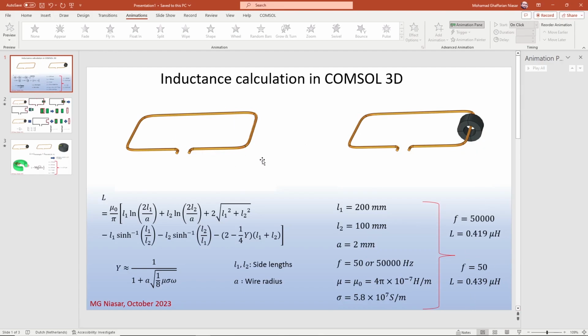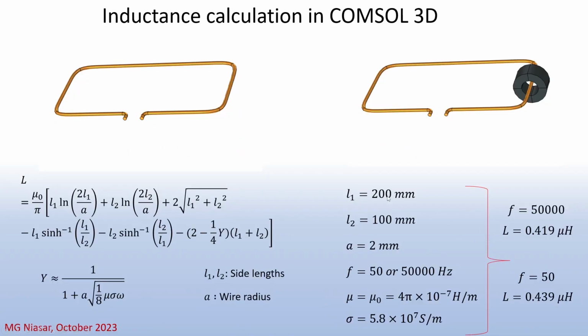Now for this first case, which is only a rectangular wire, I'm going to make a geometry of 200 millimeter and 100 millimeter. So these are the sizes of the rectangle. The wire radius is 2 millimeter and the conductivity of copper is given here. We will evaluate it at two frequencies, one 50 Hertz and one 50,000 Hertz. If you do the calculation and put it in this formula, at 50 kilohertz it's 0.419 microhenry, and at 50 hertz it's 0.439 microhenry. We are going to do the simulation and see how close our results will be to these numbers.